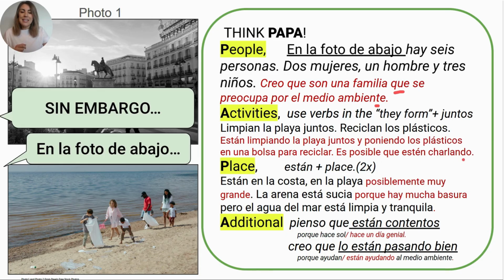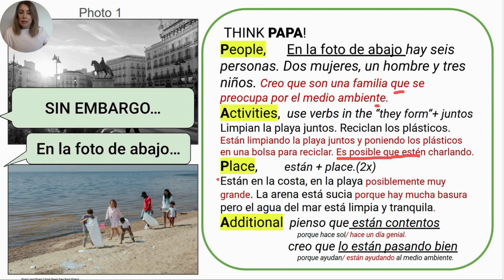Es posible que estén charlando. Oh, this is super advanced, but I thought I'd add it. It is possible that they are chatting. Es posible que estén charlando. Okay, it's got a different mood here. It's called the subjunctive, and you have probably heard about it if you're doing higher. Okay, but it's not a requirement. But there you go. Es posible que estén charlando. I am assuming, I am imagining that they might be having a chat while they're picking up plastic.